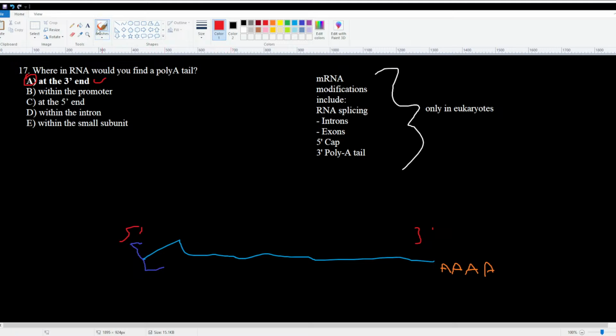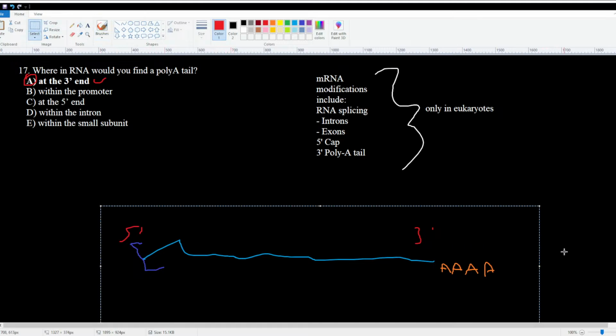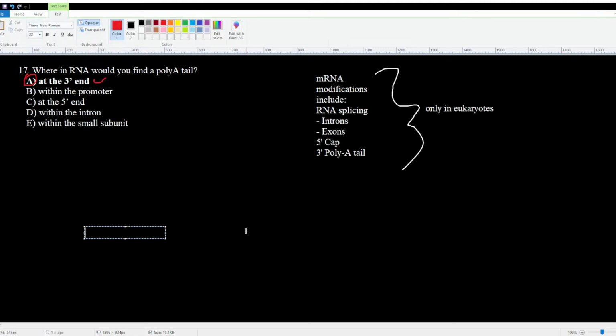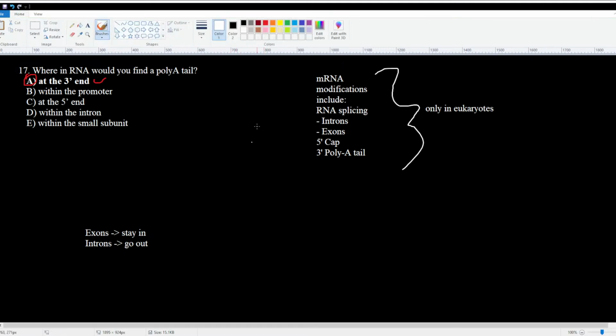So what are introns and what are exons? I know it's hard, because you'd think it's the opposite for this example, but exons stay in. Introns go out. Let's say we have the mRNA. This is our unprocessed mRNA.